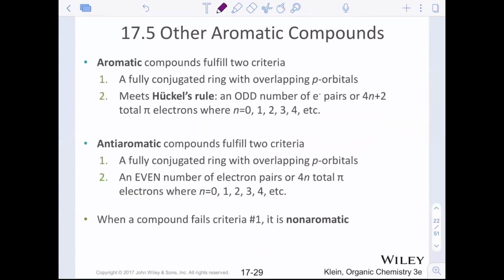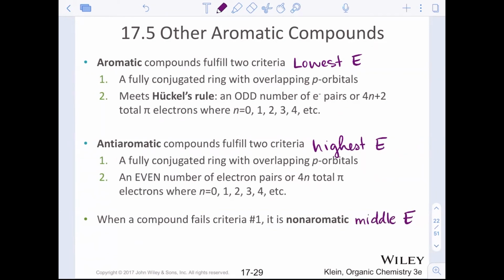So here's our rules again, just to review. Aromatic compounds fulfill both criteria. A fully conjugated ring with overlapping p orbitals meets the Huckel criteria of 4n+2. Anti-aromatic fulfill the first one, fully conjugated ring with overlapping p orbitals, but it follows the 4n rule. When a compound fails to meet criteria 1, it's non-aromatic. Lowest in energy is aromatic. Highest energy is anti-aromatic. Middle energy is non-aromatic.